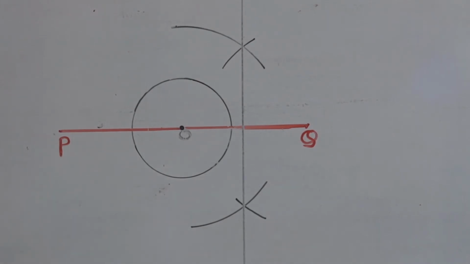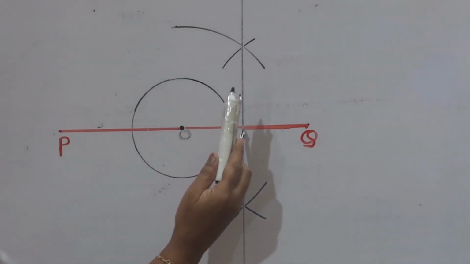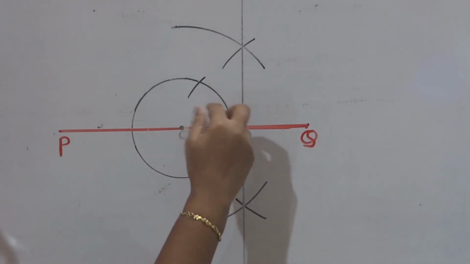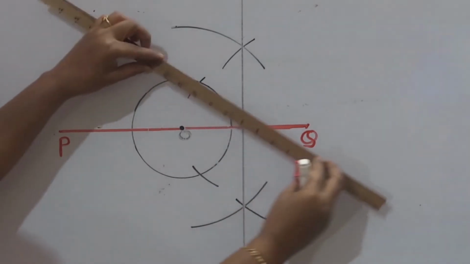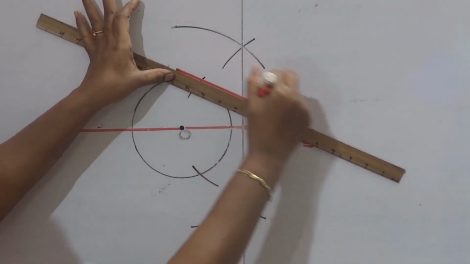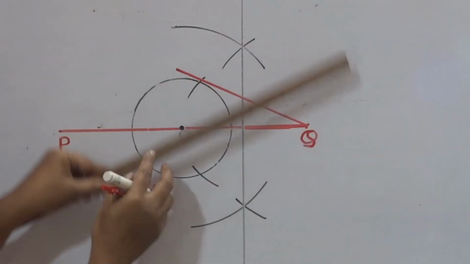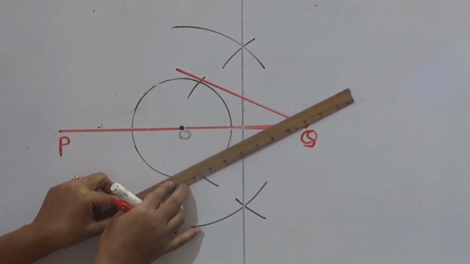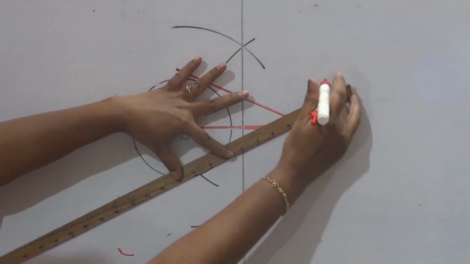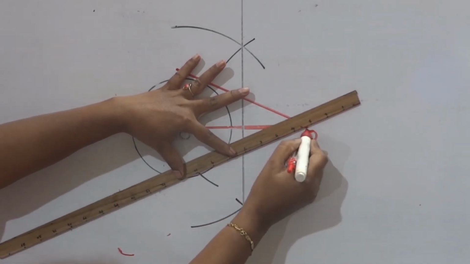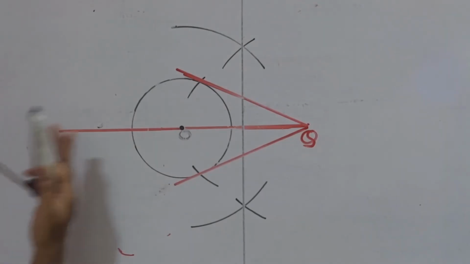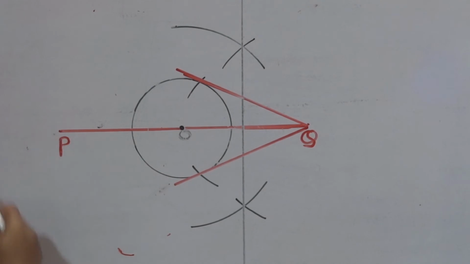Now, take this distance between the midpoint and the center. Make 2 arcs on this circle. Join the point Q to these arcs, which will give us tangents. Repeat the same procedure on this side now.